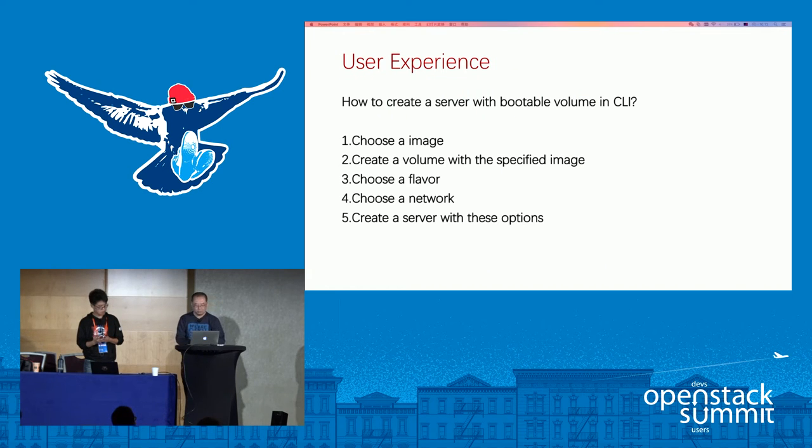Okay, let's do some operations to show the difference. Imagine a scenario: how to create a server with a bootable volume in the CLI. The following steps we have to execute in the CLI: choose the image, and create the volume with the specified image. Choose the flavor, choose the network, and create a server with these options.